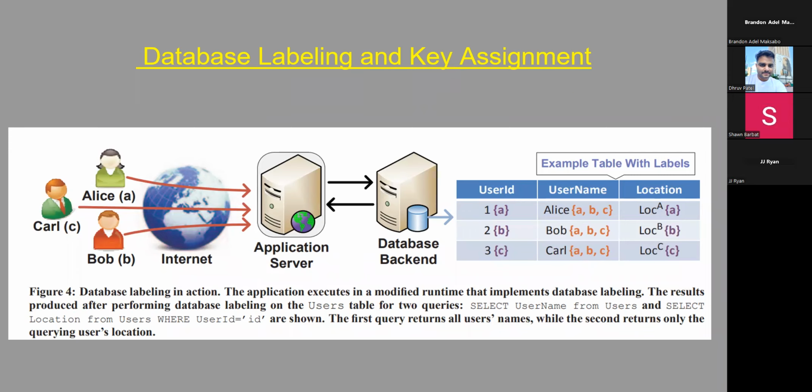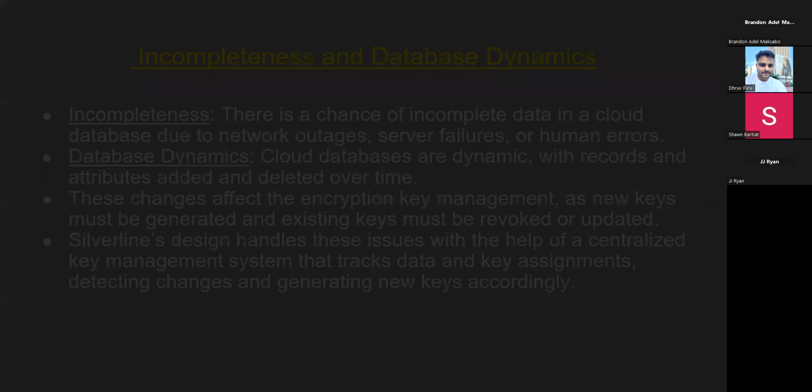When a user logs into the system, Silverline retrieves the key assignment table and uses it to determine which keys the user has access to. The user can then use those keys to decrypt the encrypted data that corresponds to their privilege. Now I will hand over to Brandon, who will discuss the database dynamics as well as the incompleteness and how Silverline aims to address those issues.